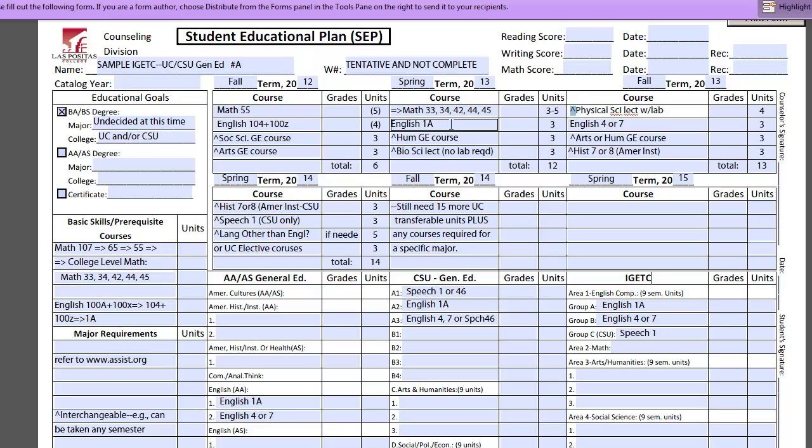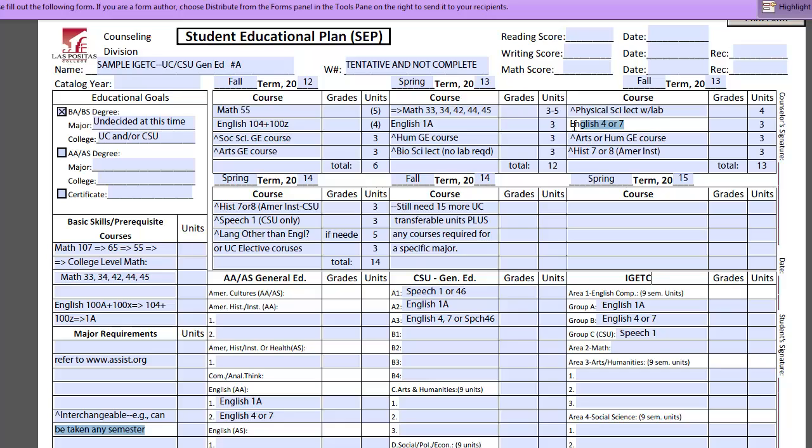I also want to make mention of these carets that I've placed in front of the general education courses. What that means is that they're interchangeable, meaning you can take them at any given semester, depending upon availability, depending upon class conflicts. What can you actually sign up for?